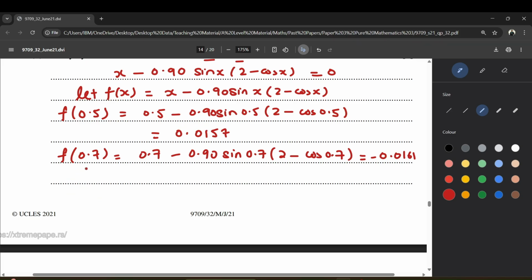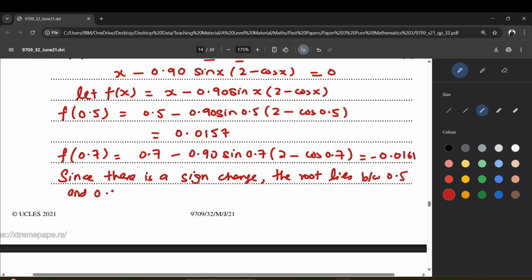Okay, so we can say, since there is a sign change, the root lies between 0.5 and 0.7. Okay, what exactly do we mean by that? Let's just quickly see it over here.